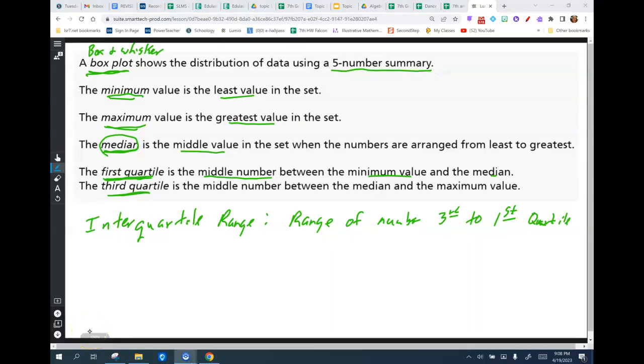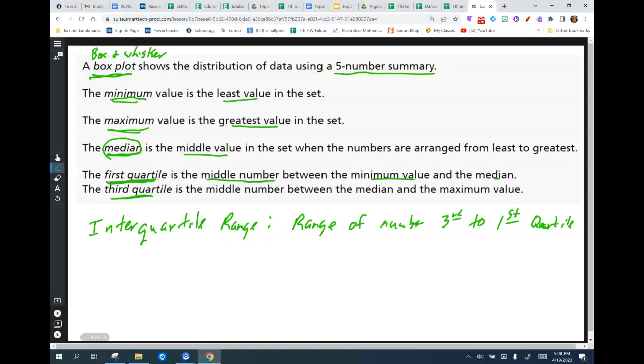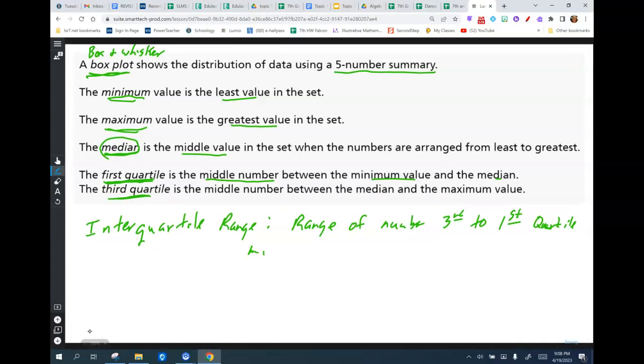And the interquartile range, the other reason that is important is because that is where 50% of the data is. So it represents the range of the middle 50% of the data. So when they talk about what is the middle 50%, they're talking about the interquartile range. It's called the interquartile range, so IQR.